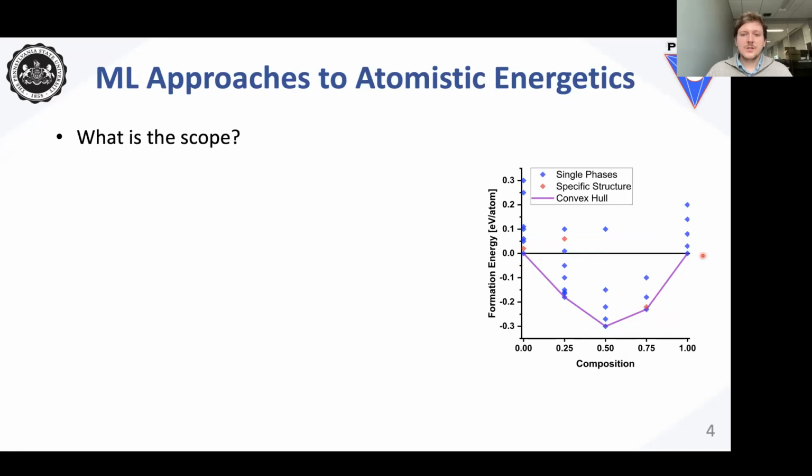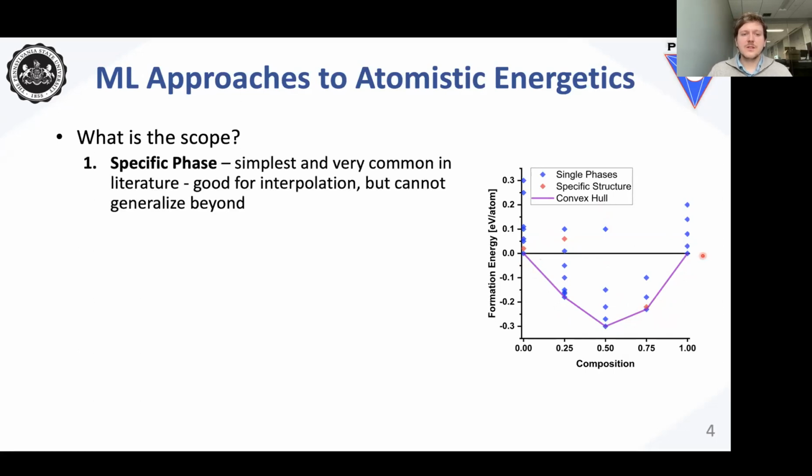And in general, these machine learning approaches are going to either focus on a single phase. This is by far the most common thing that is done in literature right now, because it's very simple. It's easy to implement. You have, for example, 243 end members of sigma phase in a ternary system, and then you calculate 50 of them, and then you extrapolate to the other 250. And it's very good for this kind of interpolation, but it's very difficult for it to generalize beyond, or even impossible, because you're limited to this specific phase.